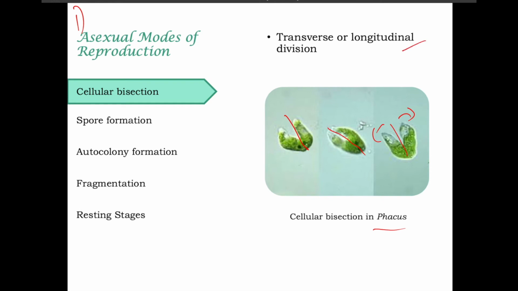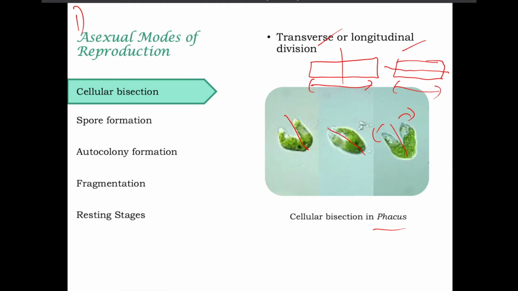Cellular bisection can be transverse or longitudinal. So how do you determine if it's transverse or longitudinal? Just look at the long axis of the cell. If the division is perpendicular to the long axis, that's transverse. If it's along the long axis, that's longitudinal. The reference is the long axis. So this will be the format of these organisms.